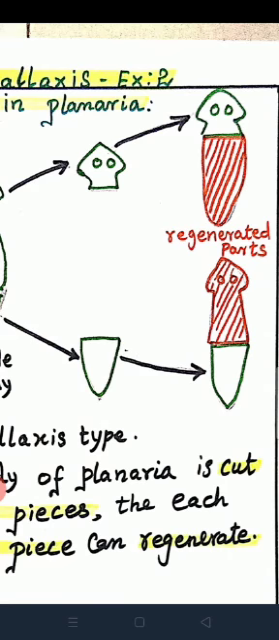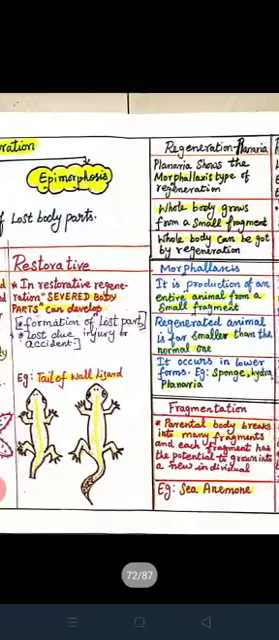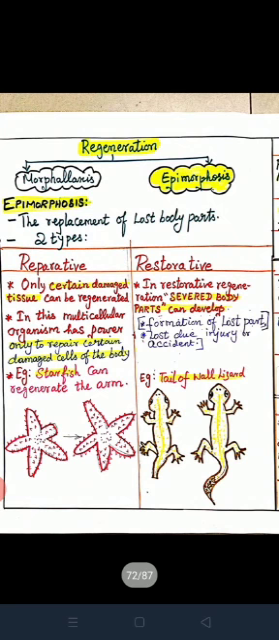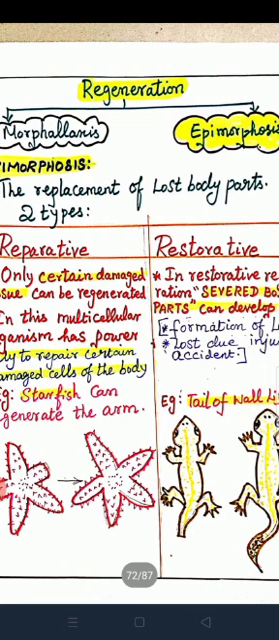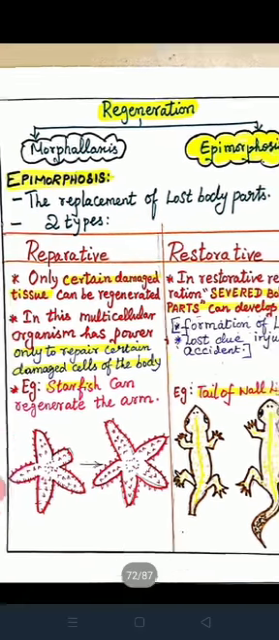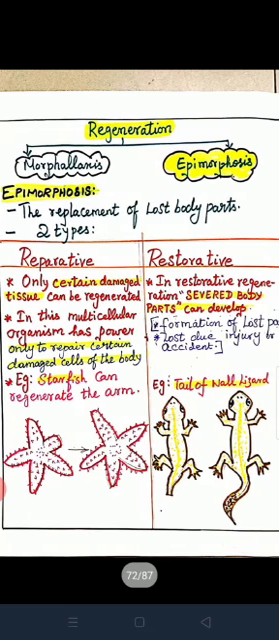Now, we'll see the second type of regeneration, epimorphosis. Already we studied morphallaxis, right? What is epimorphosis? The replacement of lost body parts is called epimorphosis. Epimorphosis is of two types: reparative and restorative. Once again, epimorphosis has two types, reparative epimorphosis and restorative epimorphosis.